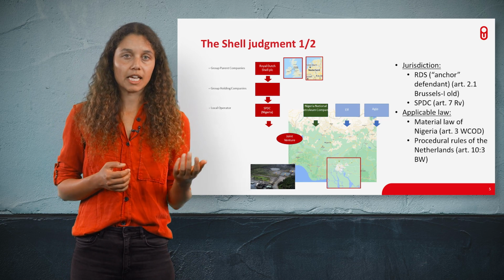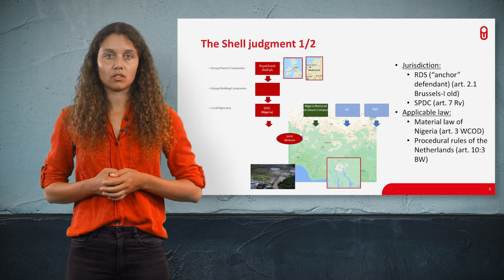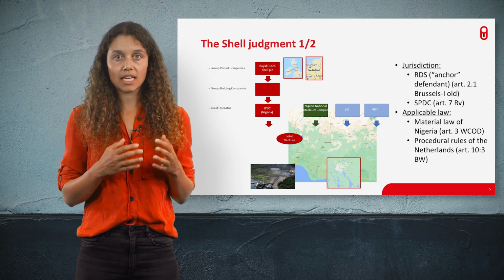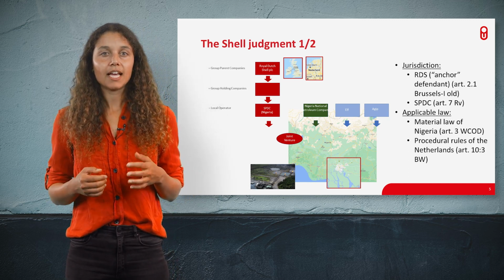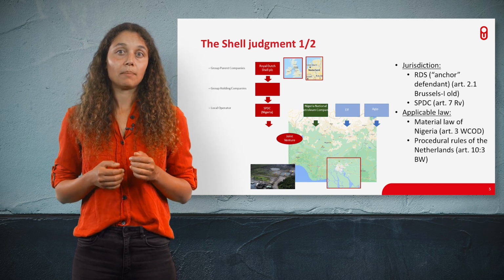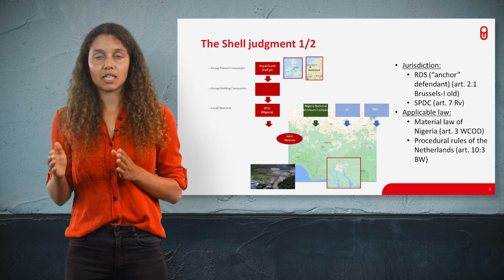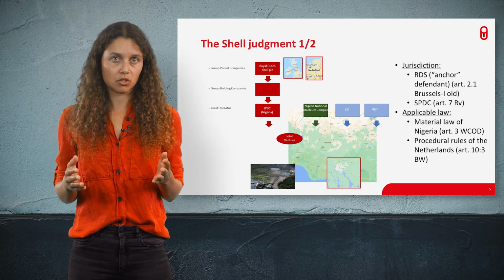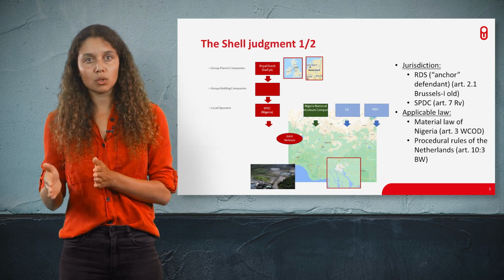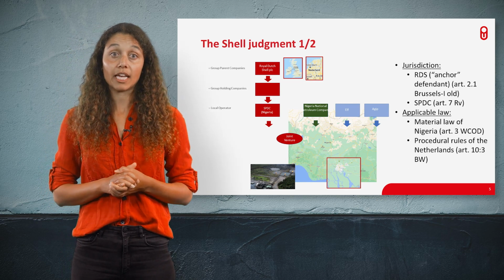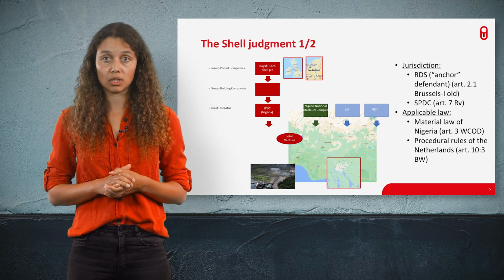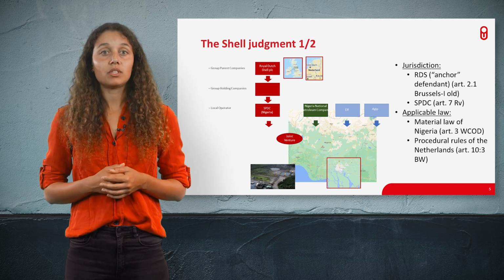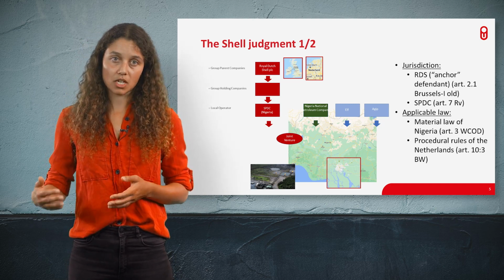So here, RDS is the so-called anchor defendant, domiciled in the Netherlands, and according to Dutch domestic law, SPDC, a foreign entity, can be involved in the claim because of the close connection of the claims against RDS. The defendants argued that the close connection was missing and that the claim was an abuse of law because the claim against RDS was obviously without any real chance of success. The court and the Court of Appeal dismissed these arguments and the case could continue.